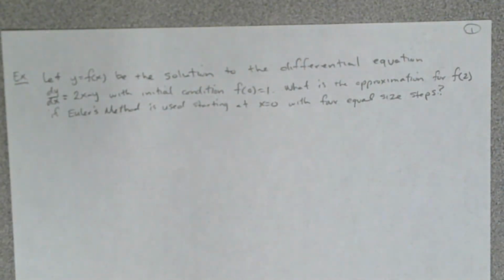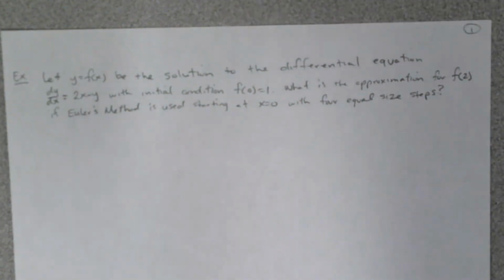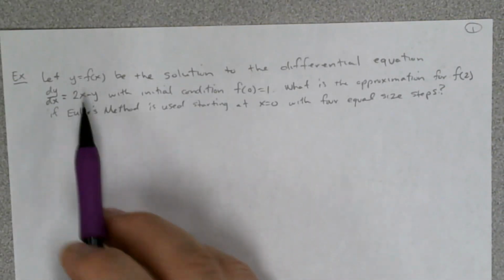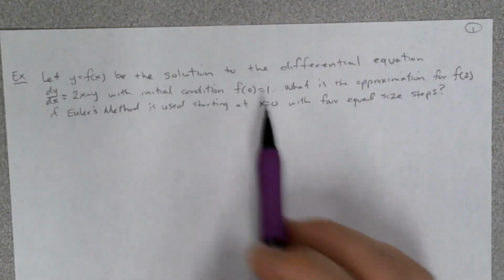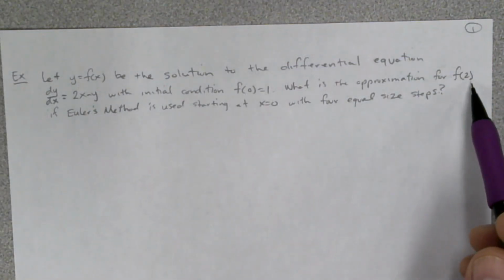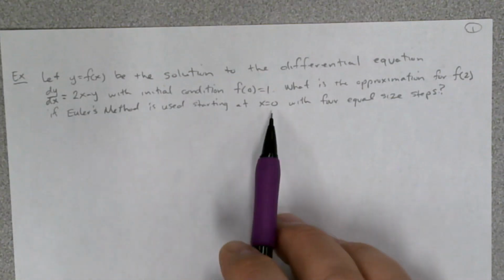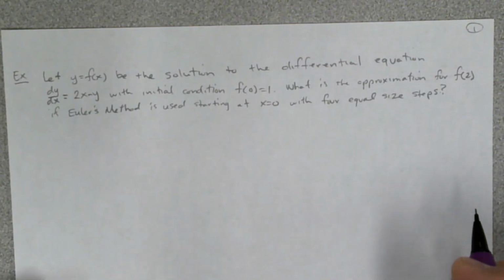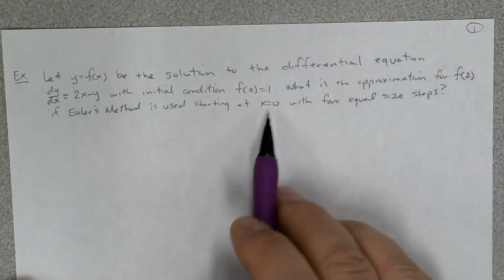We're going to let f of x be the solution to the differential equation dy/dx equals 2x minus y. I know it's kind of hard to see here, so I'm going to zoom in and get a better focus. So this is 2x minus y with the initial condition f of 0 is 1. What is the approximation for f of 2 if Euler's method is used starting at 0 with 4 equal sized steps? The process we want to follow here is to first figure out what our steps are. How big are our steps? 4 equal steps going from 0 to 2.